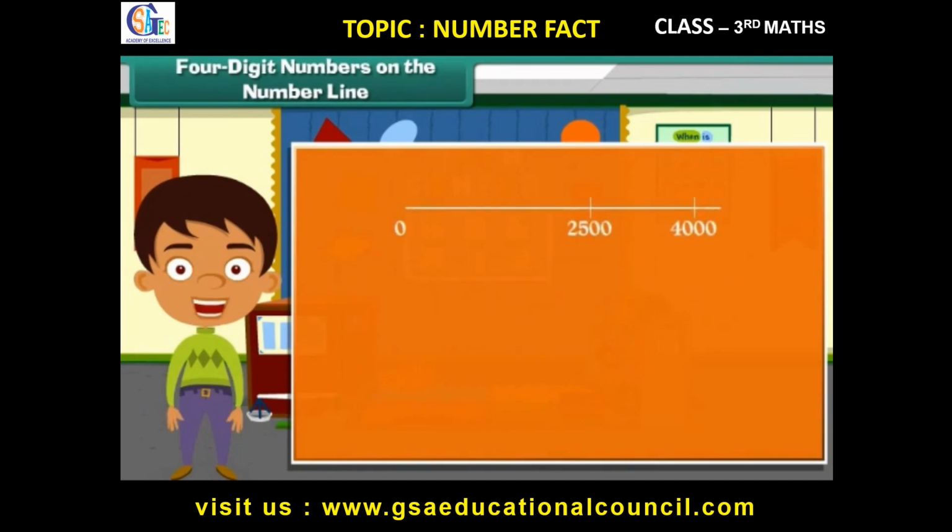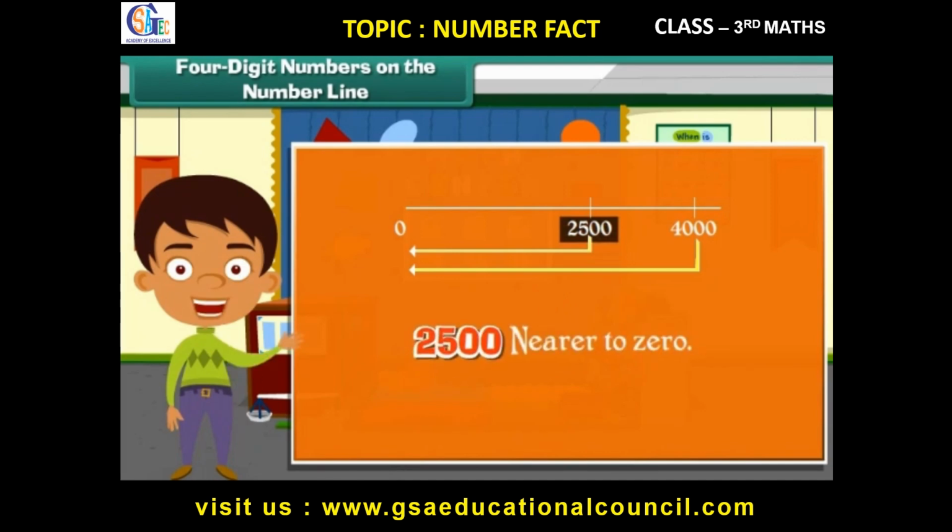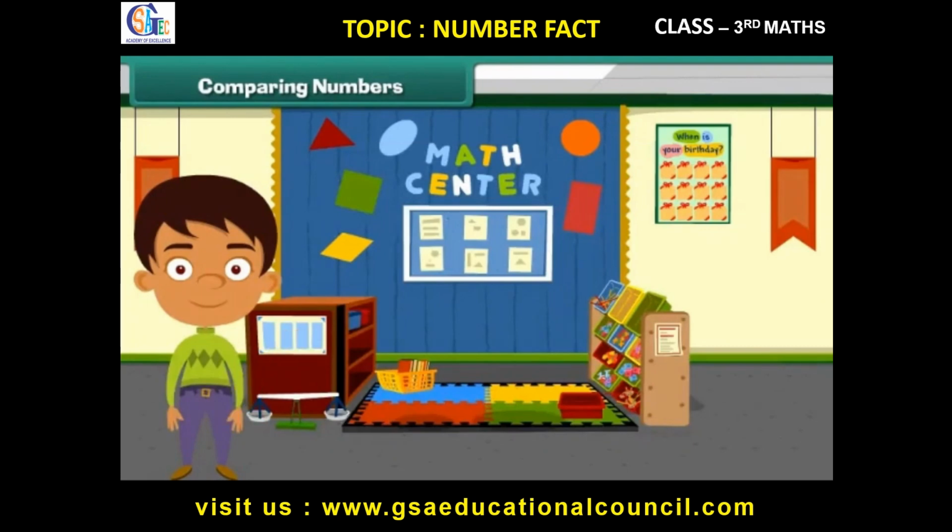Compare the positions of 4,000 and 2,500 on the number line. Which number will be nearer 0? Which of the two is bigger? 2,500 will be nearer 0. 4,000 is bigger.